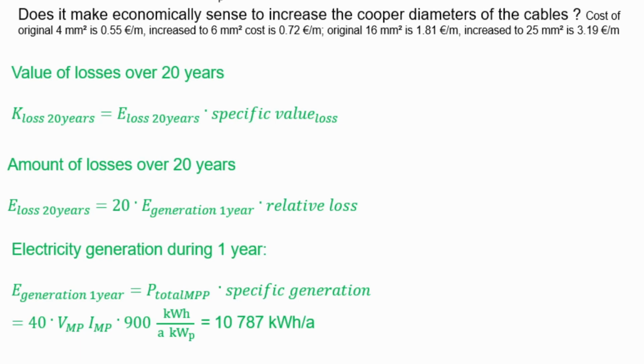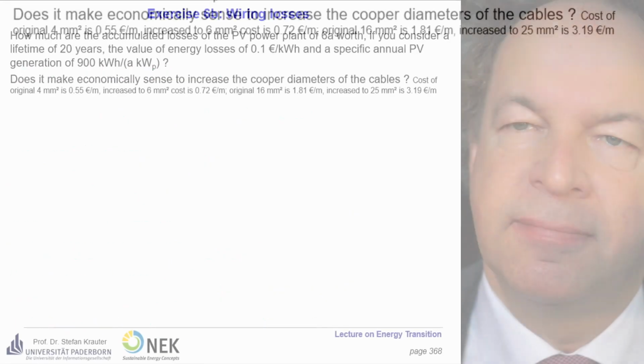So the electricity generation during 1 year is here with a specific yield of 900 kilowatt hours per year per kilowatt peak installed, times the power under standard test conditions at the maximum power point of our power plant. And we have 10,787 kilowatt hours, or 10.787 megawatt hours per year. This is our electricity generation from our power plant.